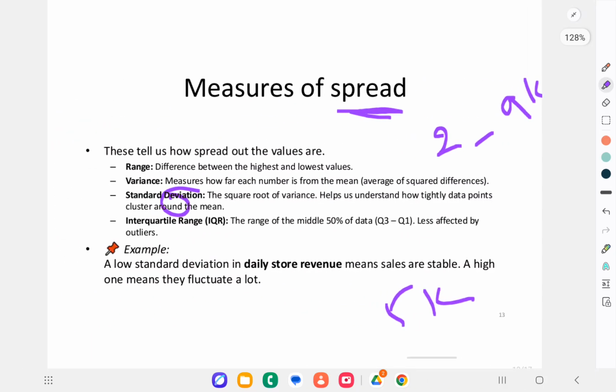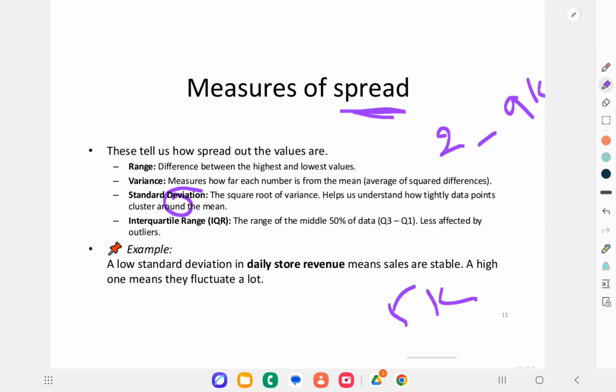So there is also the interquartile range, IQR. This tells us how spread out the middle 50% of the data is, so between the first and the third quantiles. It's less affected by outliers, so it's a good tool for spotting dense versus scattered data, right?